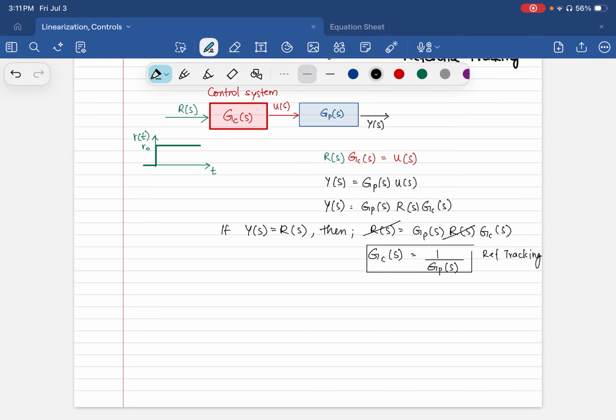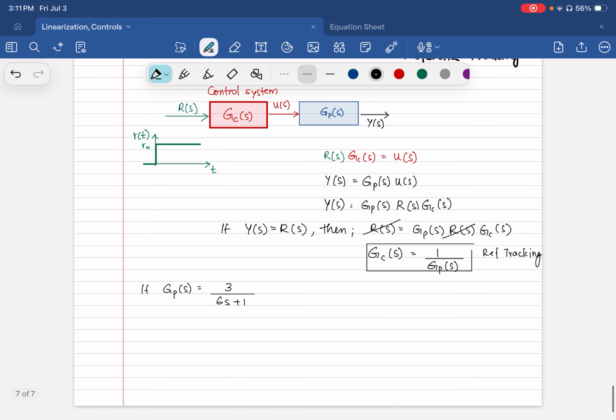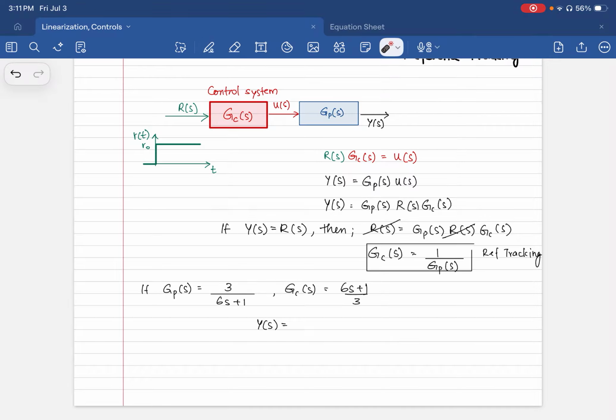Let's do an example. If GP of S is equal to 3 over 6S plus 1, then what is GC of S? This is simply going to be the reciprocal of this, which is 6S plus 1 over 3. If we now put Y of S is equal to essentially GP of S, R of S, GC of S, then you will get Y of S is equal to R of S, because this and this will cancel out.